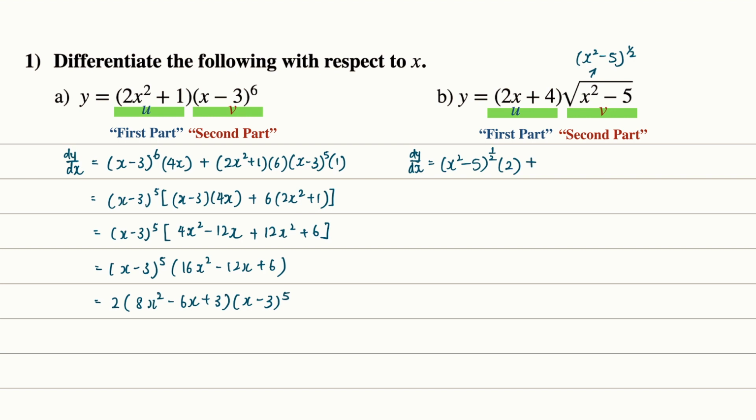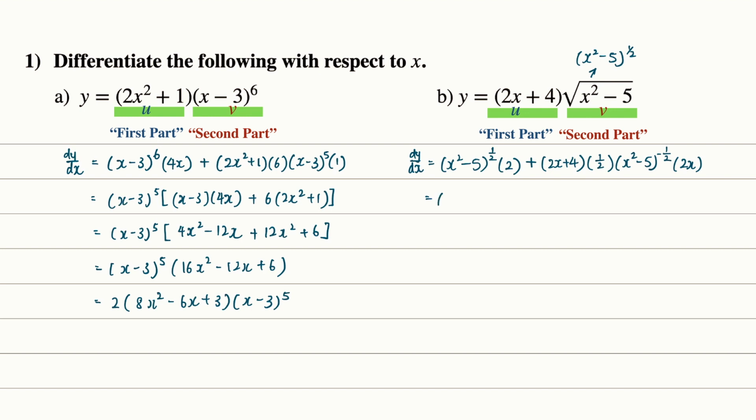Product rule starts with a letter P, put a plus. Keep the first part of the expression, 2x plus 4, and differentiate the second part using the chain rule by bringing down half, writing (x squared minus 5) to the power of half minus 1, which is minus half, multiplied by 2x. Now be very careful over here.